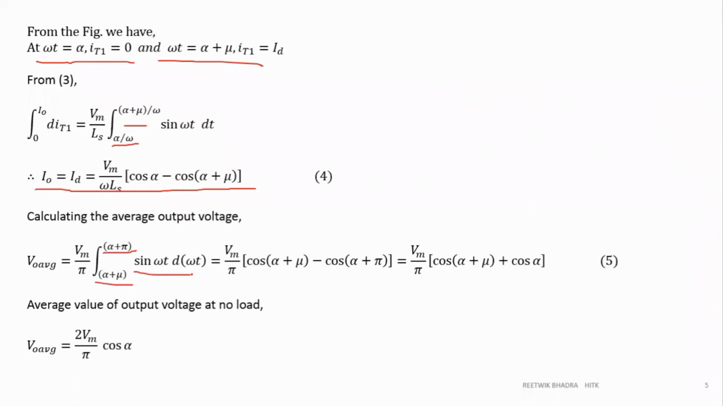What you are integrating? Vm sin omega t. And obviously for your full bridge converter, your time period is pi, so pi is given. Do the integration, you will get equation number 5. Integration, I am leaving it up to you. I am just explaining how you are putting the limits.